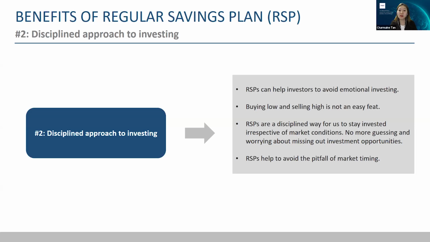In today's market volatility, some investors tend to be fearful of the market because they think that the market will fall further. Such investors may try to time the market and catch the bottom, but instead, they might just miss the buying opportunity completely. So to avoid such a situation, consider RSP as it can help you to stay invested and stay disciplined. As RSP is automatic, it ensures that you are investing regardless of the market condition. You can eliminate any form of guessing game and no longer have to worry about missing investment opportunities. In other words, RSP helps you to avoid the pitfall of market timing.